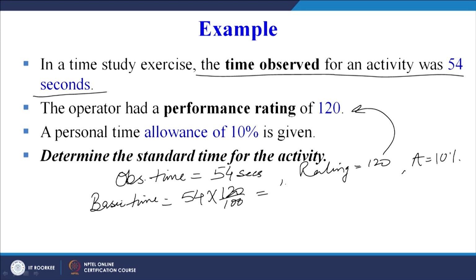So we will get this value, and to this value, suppose this is x. Now our standard time will be x plus the allowances. So allowances are already given. So we will try to see now what is the solution given. This is a standard approach for solving such type of problem.